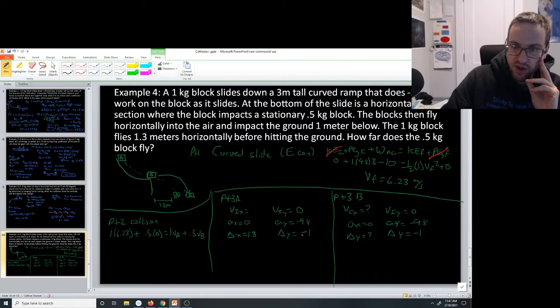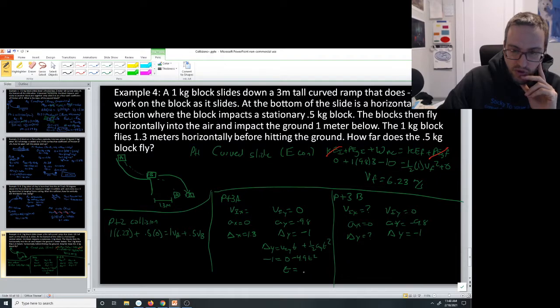So to find time, I want to use Y. I've got 3 variables in Y. I can find time. We're going to use change in Y equals V initial Y times time plus 1/2 AY t squared. Negative 1 equals 0 minus 4.9 t squared. T is going to end up being, from this, 0.451 seconds.